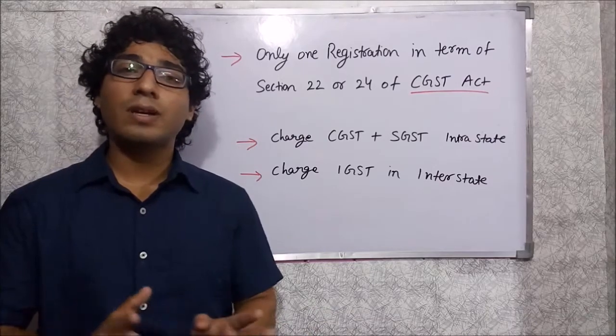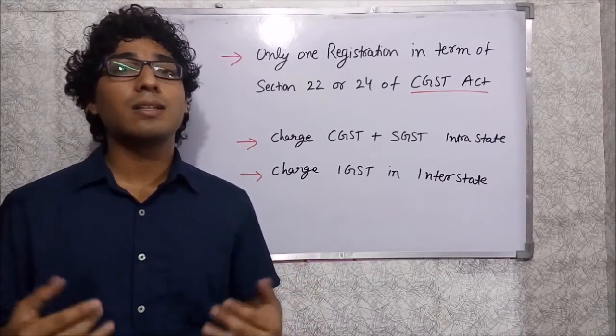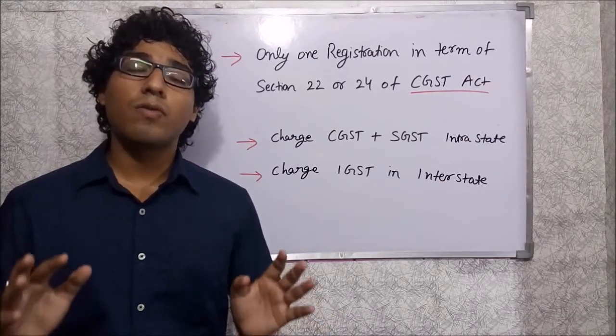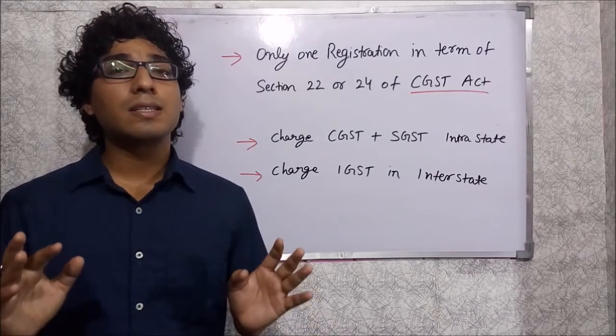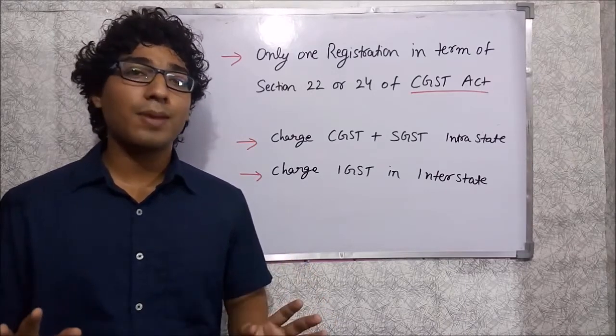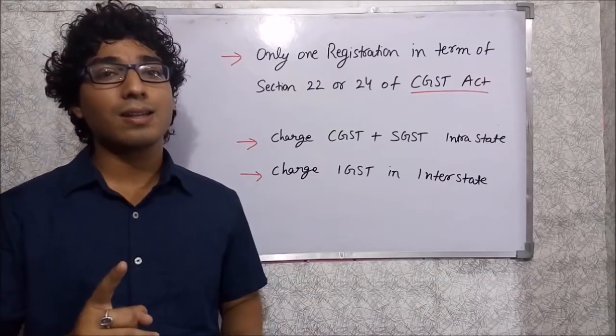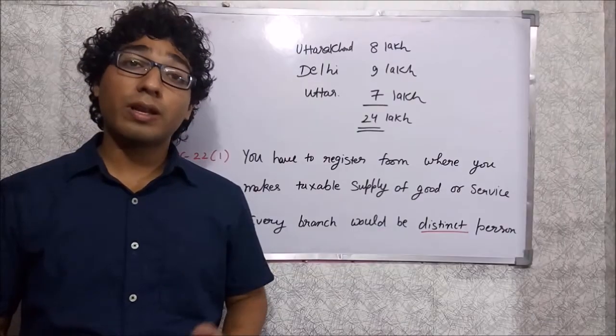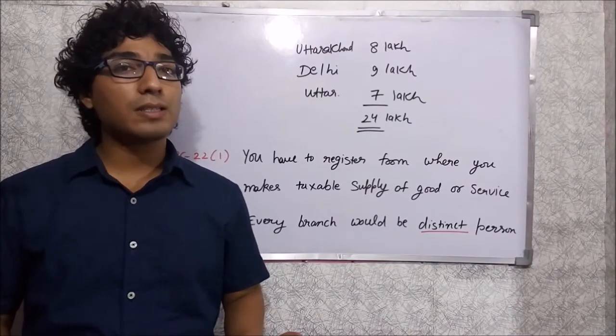So the 3 different acts are only for charging the tax. The application for registration would be under the CGST Act, and you only have to make the application under one single act. The next question is relating to registration if you have a lot of branches.